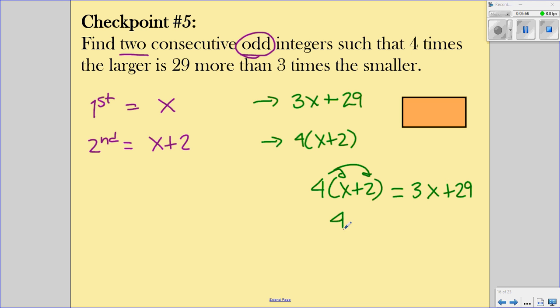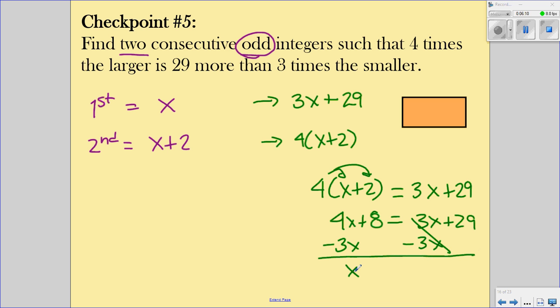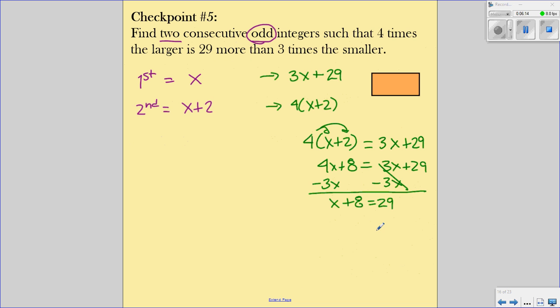Distributive property, and then you put your variables on one side and your coefficients on the other. So this will be subtracted on both sides, 3x. And then you get x plus 8 equals 29. And then you put the 8 by subtracting it on both sides. And then you'll get 21. So that x equals 21.